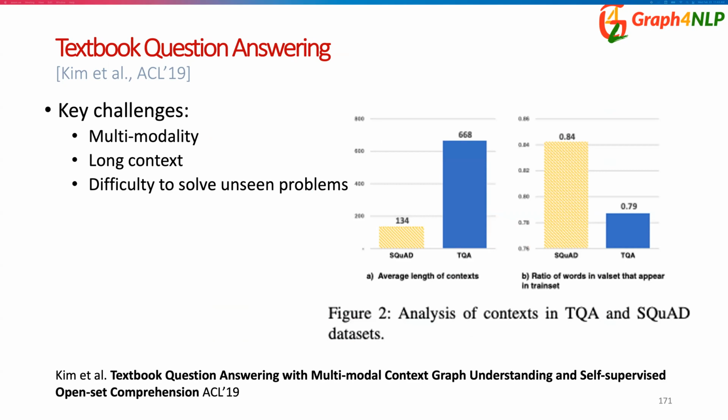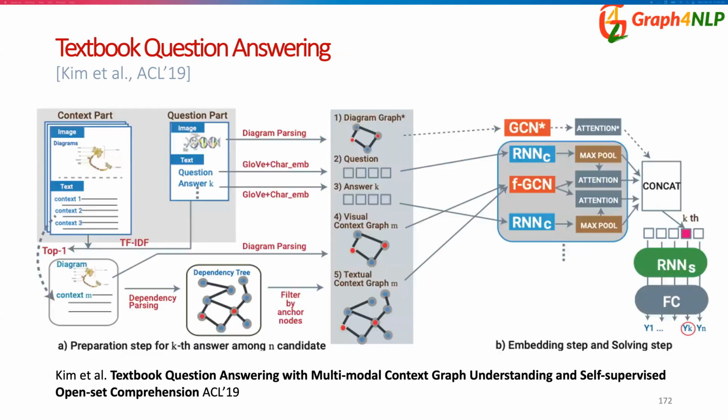As you can see from the chart, the average length of context for textbook QA is a few times larger than in the more popular question answering tasks. It's also more difficult to solve because typically each textbook covers one subject, so if you have an additional problem, you probably need to read another textbook to answer it. So let's see how this particular work solves these challenges.